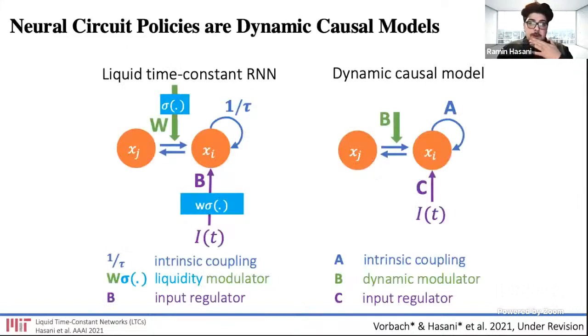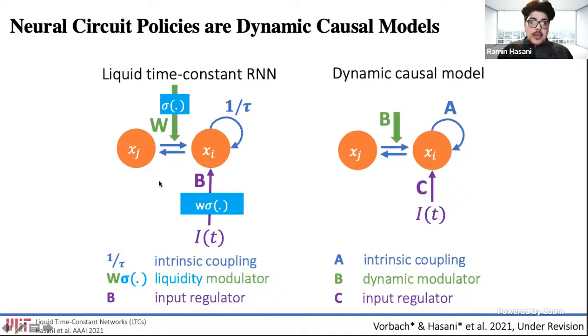Another recent work that we were looking at was about what the underlying principle is. Can we mathematically talk about whether these liquid time constant networks, LTC networks, are really causal models?